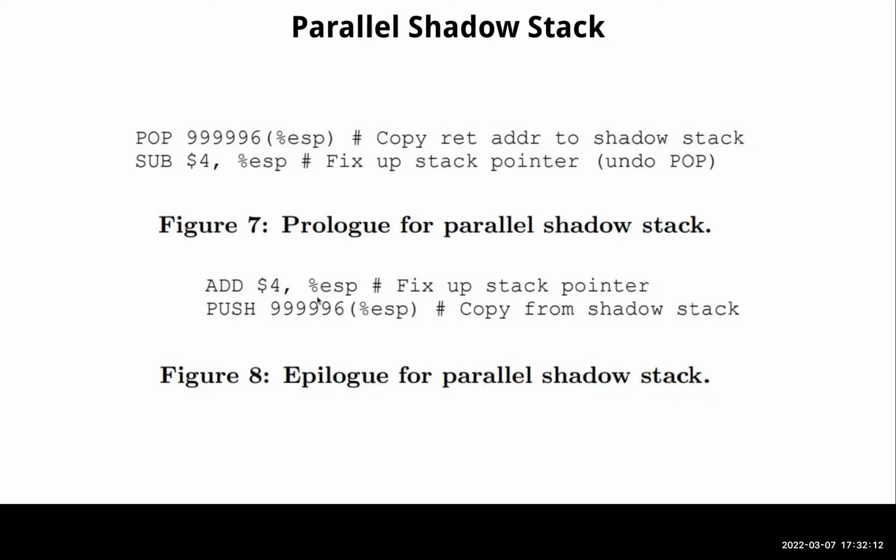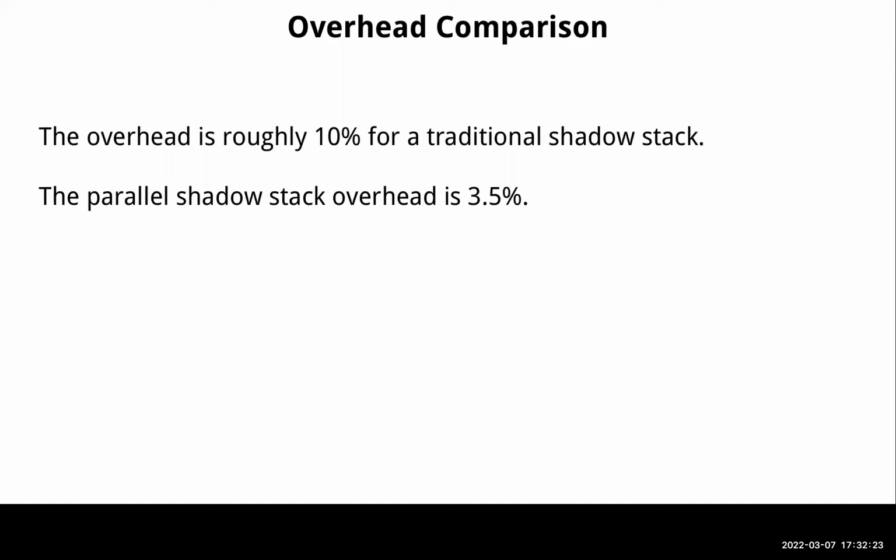The epilogue is obviously the same thing. You add first, then you do a push. Okay, so that's why this is very fast. Like I said, some papers report that the parallel shadow stack overhead is like 3.5% in regular programs. The traditional one is kind of like 10%. Okay, any questions regarding how it works?